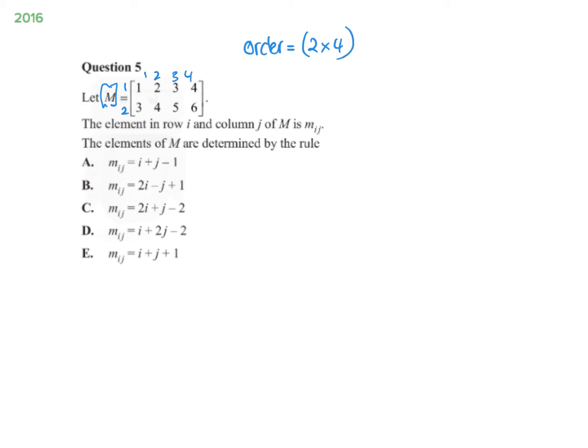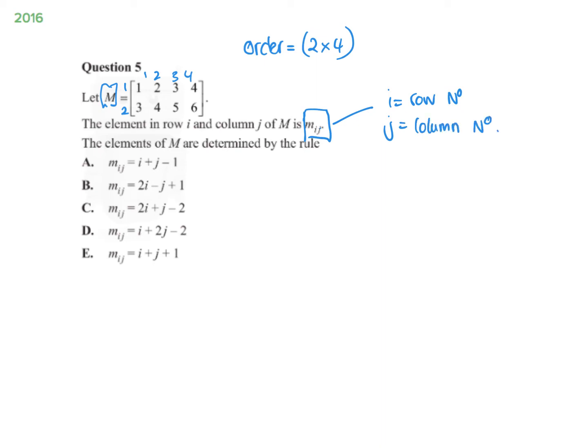Now, what they're saying here is the element in row i and column j of capital M is m i j. This is just a way to say that i equals the row number and j equals the column number.